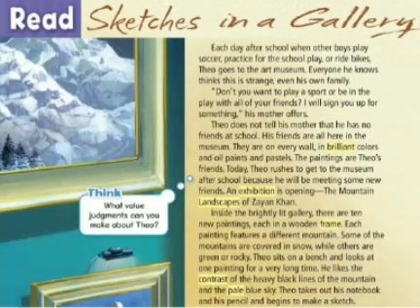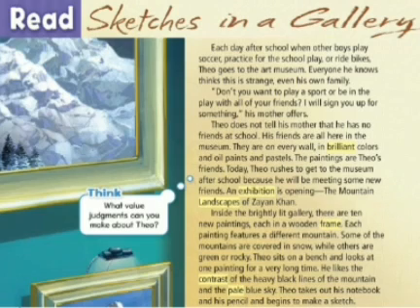Sketches in a Gallery. Each day after school, when other boys play soccer, practice for the school play, or ride bikes, Theo goes to the art museum. Everyone he knows thinks this is strange, even his own family. "Don't you want to play a sport or be in the play with all of your friends? I will sign you up for something," his mother offers. Theo does not like to tell his mother that he has no friends at school. His friends are all here in the museum. They are all on every wall, in brilliant colors and oil paints and pastels. The paintings are Theo's friends.